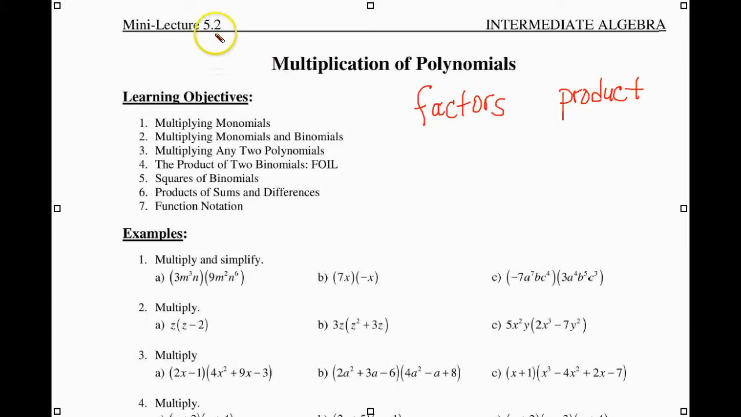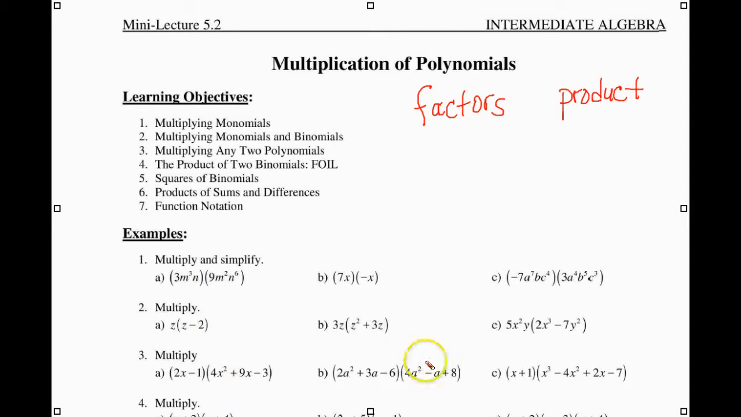Now, as we start topic 2 of chapter 5, we're going to be dealing with multiplication of polynomials. A couple of little background words, you probably know this already, but when we multiply, the items that we multiply are called the factors, and the results of multiplying factors give us a product.